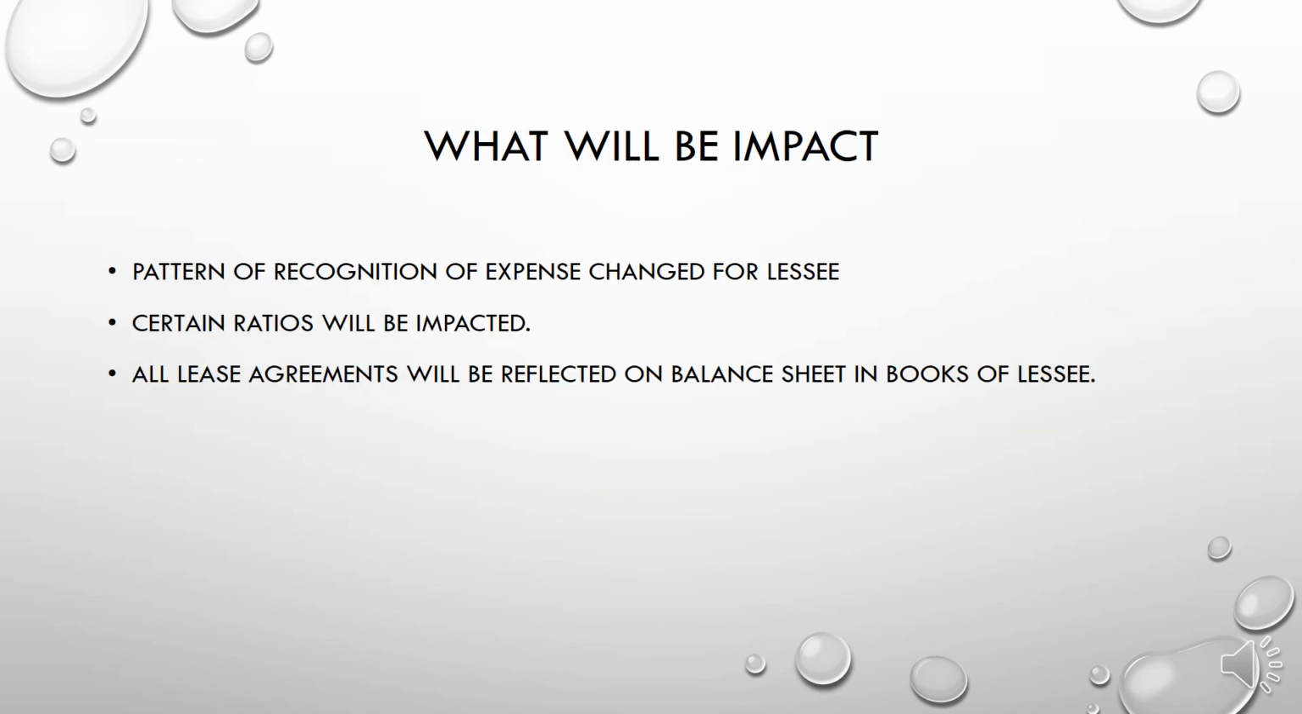What will be the impact? The pattern of recognition of expense has changed for the lessee. As we discussed, in the earlier period it will be slightly higher, and in the later period it will be slightly lower. Under the old accounting standard, the lessee would have charged it on a straight line basis. Certain ratios will be impacted like liquidity ratios, profitability ratio, debt equity ratio, and all these agreements will be reflected in the balance sheet in the books of the lessee.